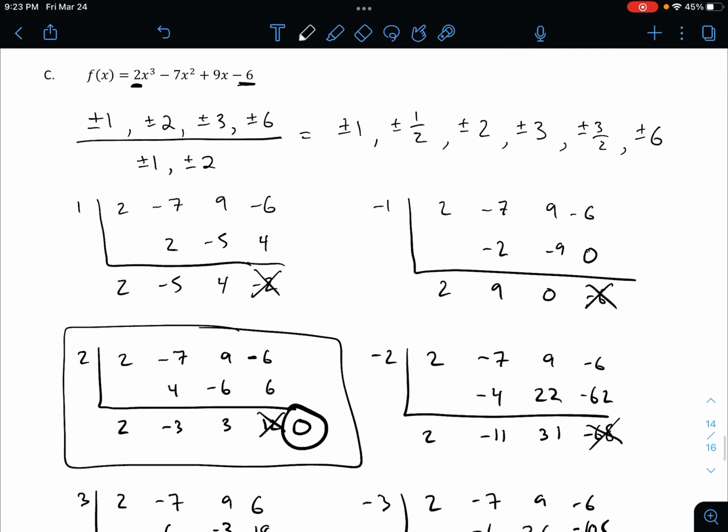2 would have been a factor. Sorry about that. That took a lot of extra time. So hopefully you make fun of me in class, which I'm sure you all will next class. So 2 is a factor.